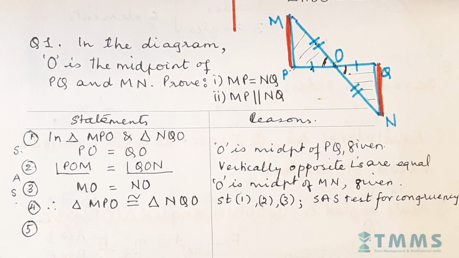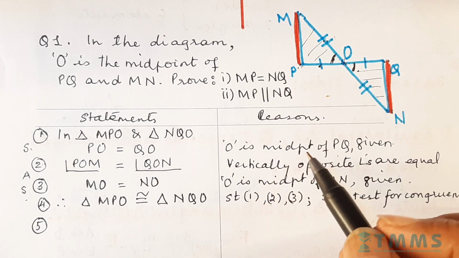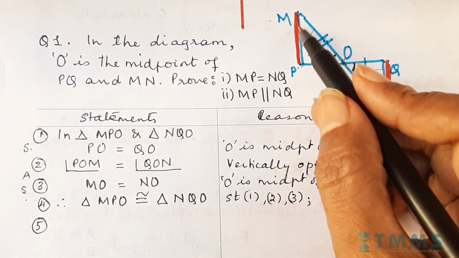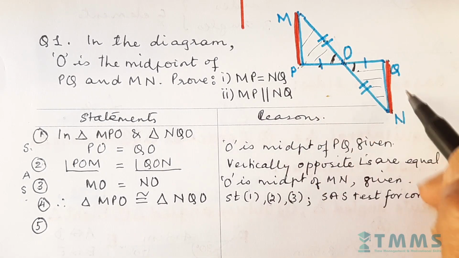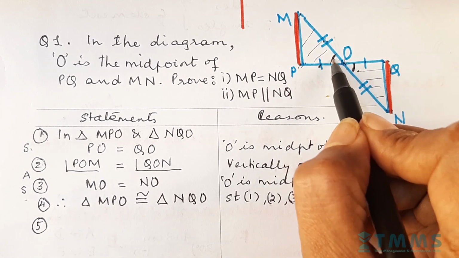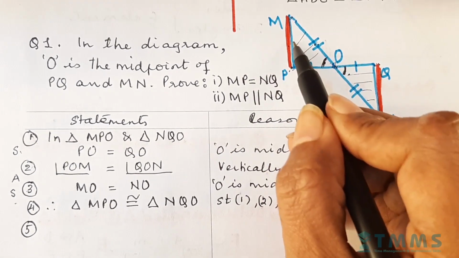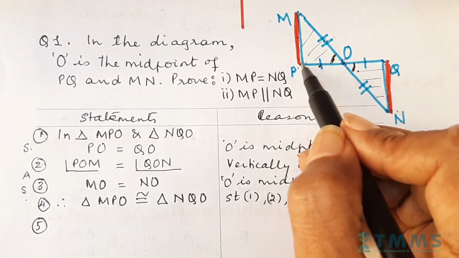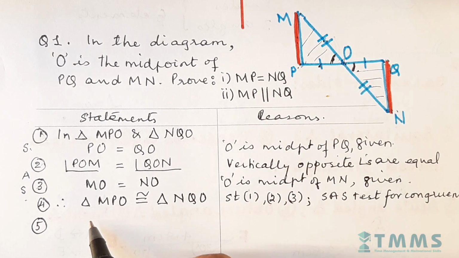The fifth statement. Now we have to prove that MP is equal to NQ. Aren't MP and NQ, these two sides, corresponding to each other? Aren't they opposite equal angles? See, this angle and this angle are equal. So opposite this is MP and opposite this is NQ. So MP and NQ become corresponding sides and they will be equal.